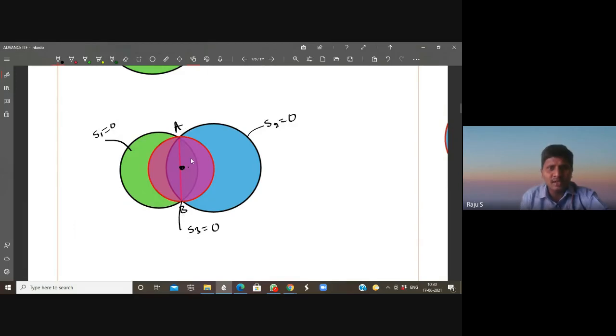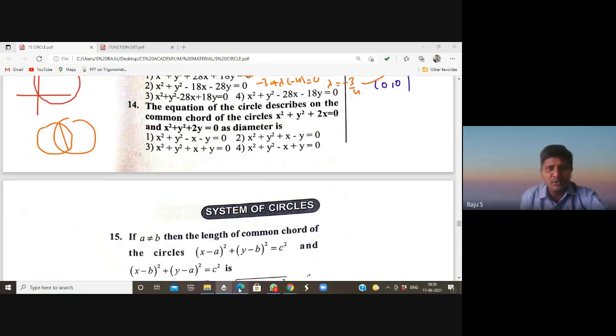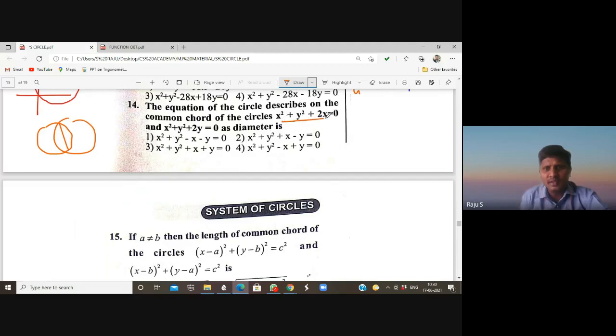Given two circles are intersecting, which means we'll get 2 points. What is the center of the first circle? Let us take that as C1. What is the center of the second circle? They call it C2. What is the center of the required circle? C3. Is it difficult to find C3, the center of the circle? Not at all difficult. Why? Because first, they have given two circles.